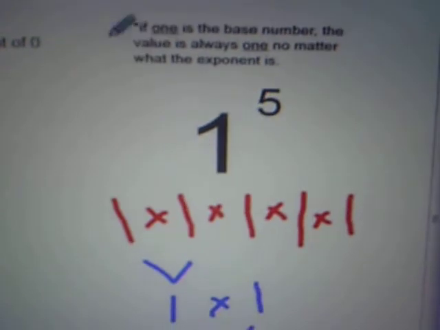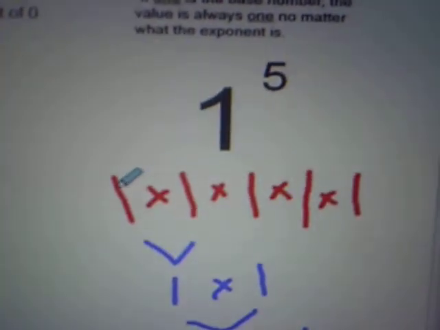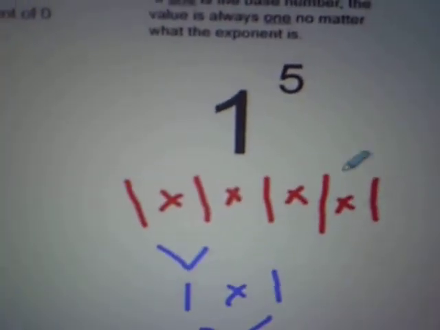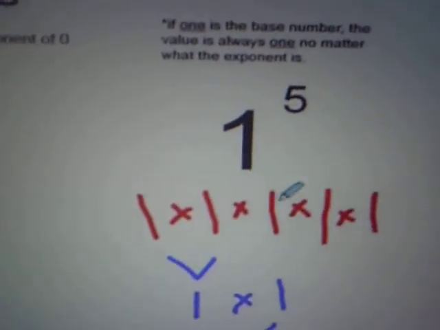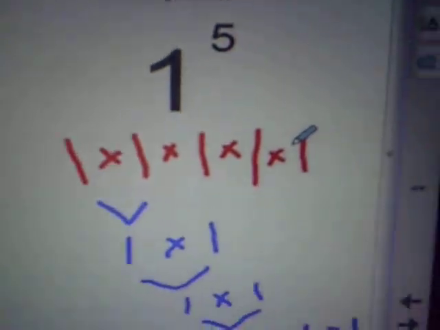So this case does have an expanded form. It's just a bunch of 1's being multiplied together. But anytime you have 1 as the base number, you do have an expanded form, but your value is always 1.